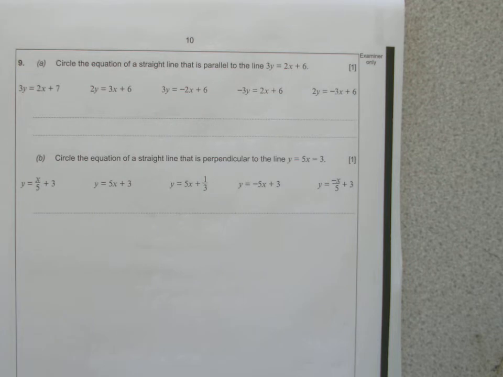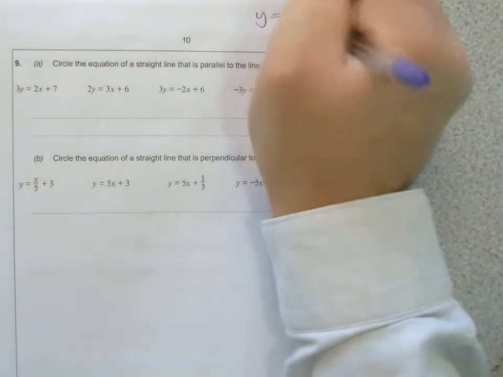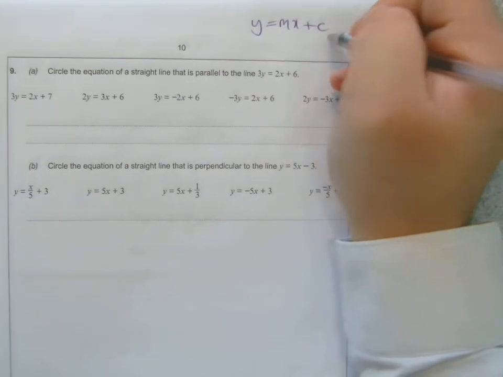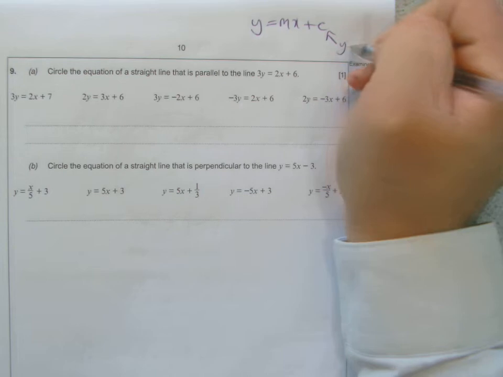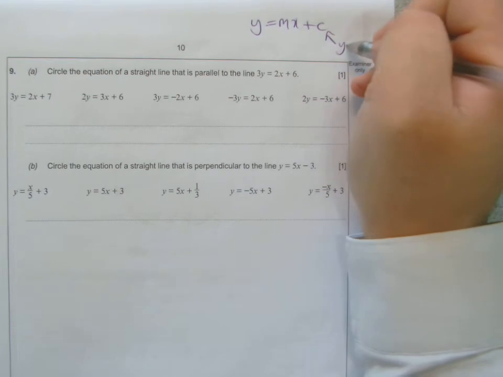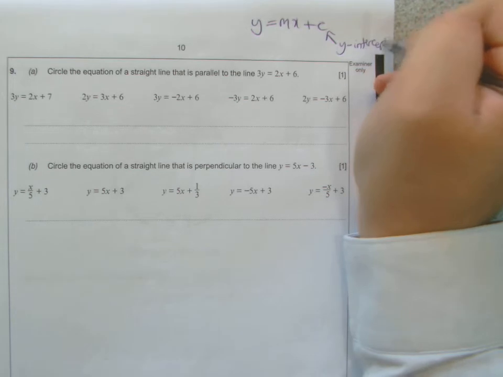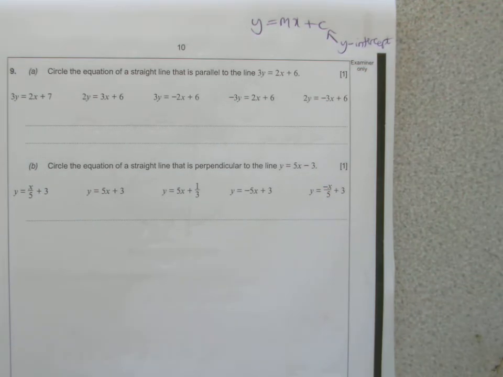Circle the equation of a straight line that is parallel to the line 3y equals 2x plus 6. Okay, remember with straight lines we've got this y equals mx plus c, yeah? Remember that concept? And c, if you recall, represents where the line cuts the y-axis, okay? So we call it the y-intercept, don't we? Where it intercepts the y-axis.